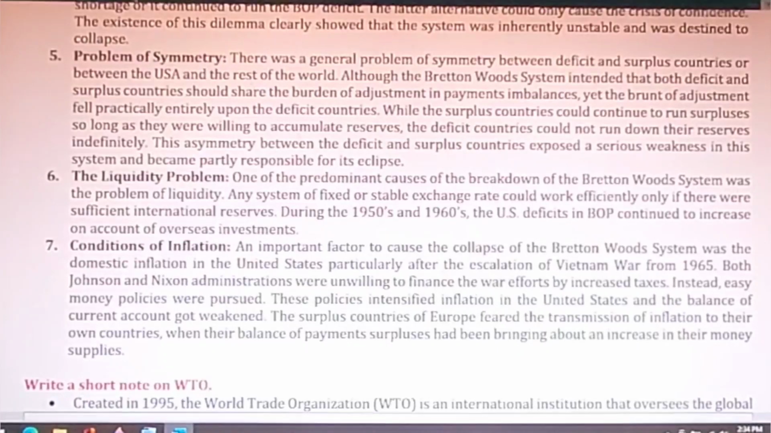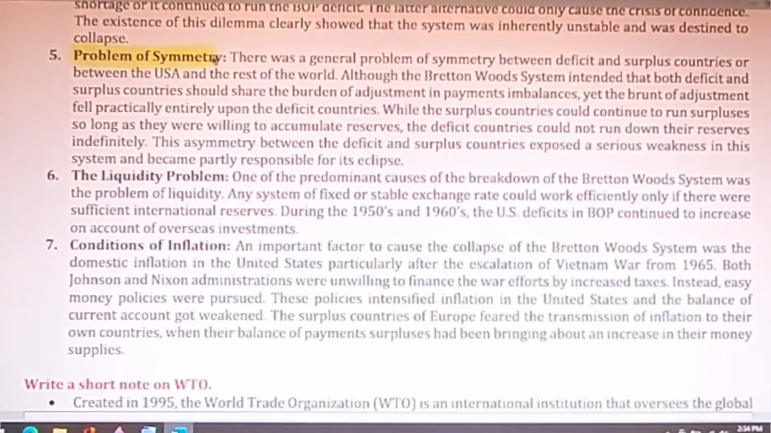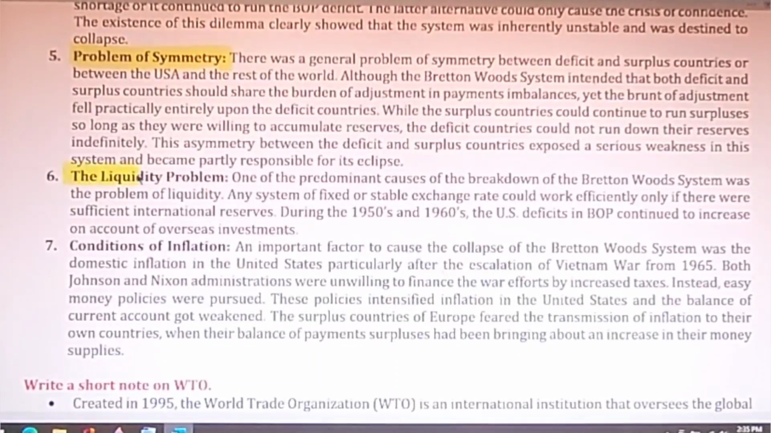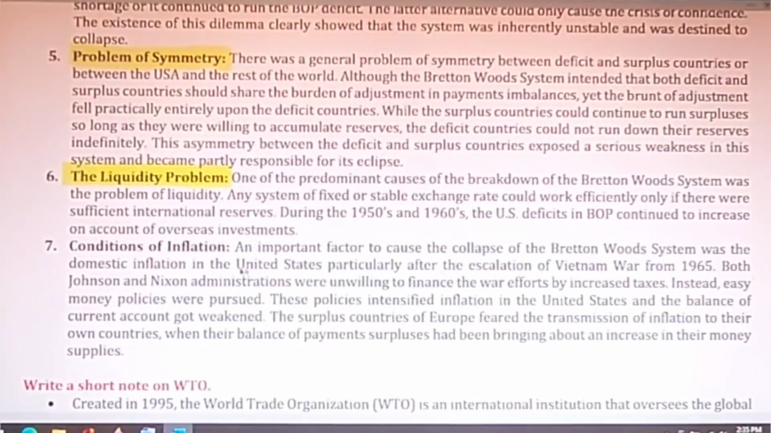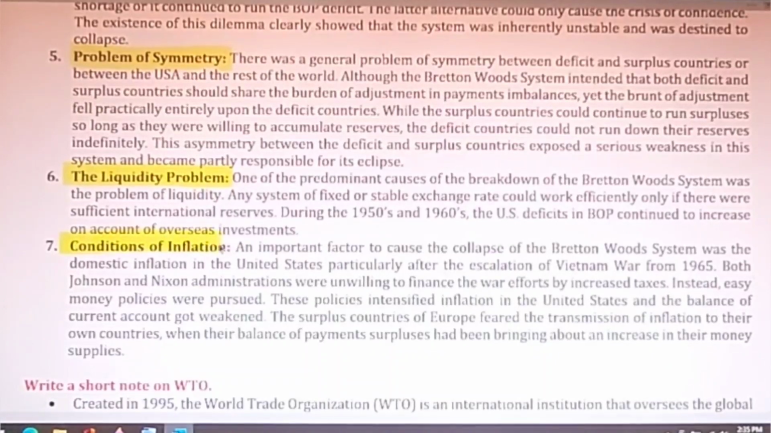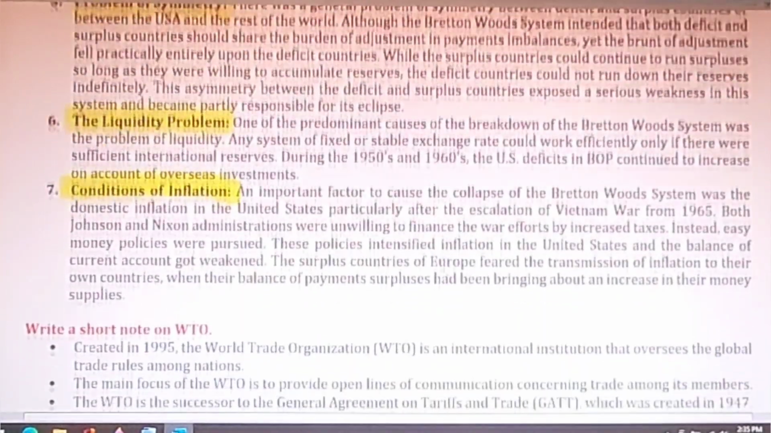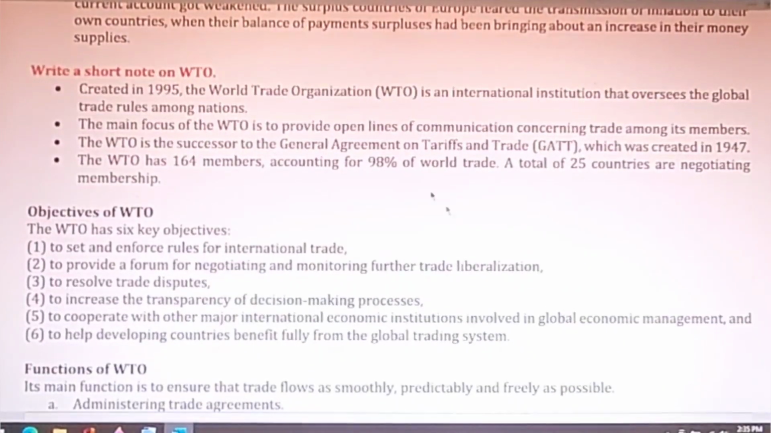There was a problem of asymmetry in this conference, so that led to the collapse. The liquidity problem was there with the currency, and due to the rising inflation, this conference came to an end, and it developed into WTO.